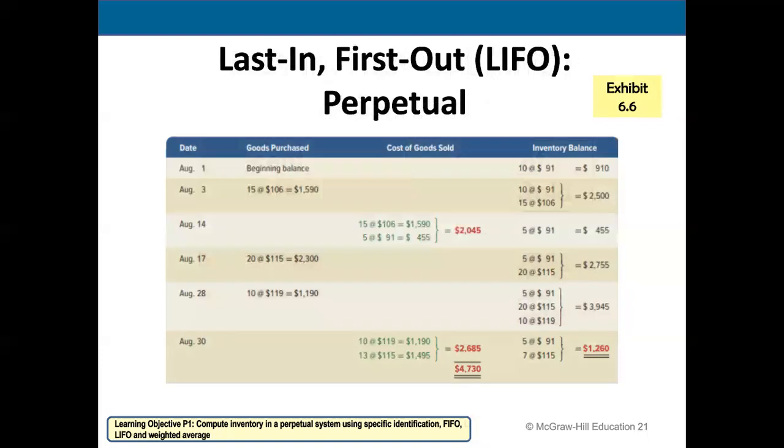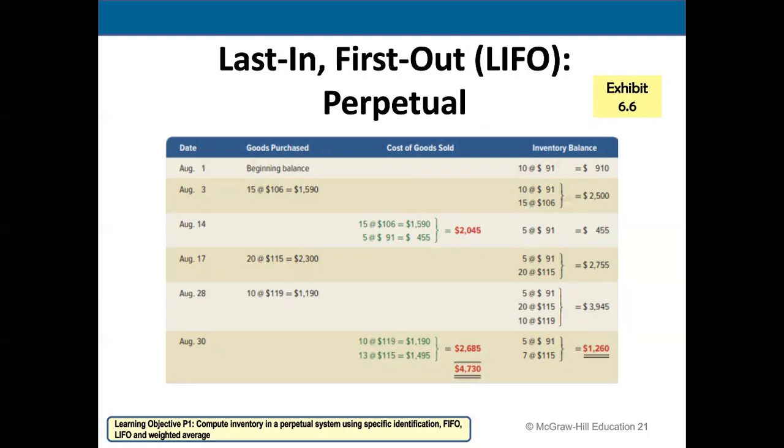So with last in, first out, we're going to assume the opposite, okay? That the last or most recently purchased units are the ones we sell. So the same process we have until we get to a sale, okay? So for purchases, we're just going to keep listing them in order of their purchase date. So we start with 10 at 91, our beginning balance. Then we purchase 15 more at 106.